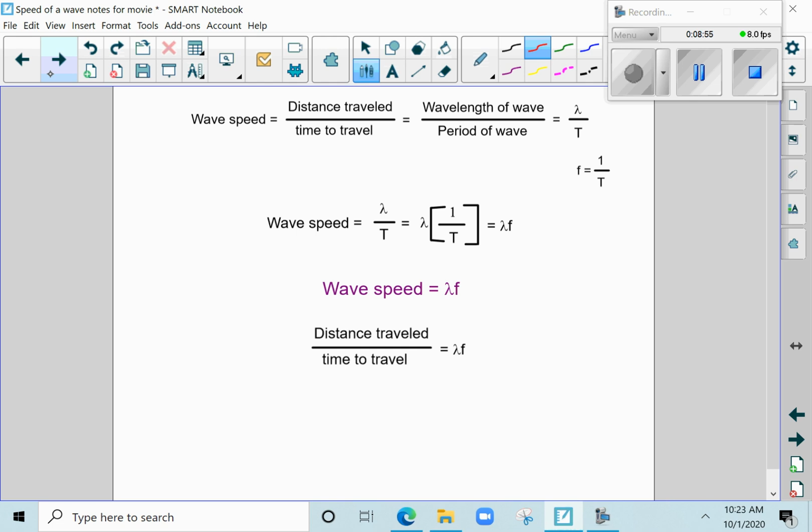But 1 over period is also frequency, and it's much more convenient to deal with frequency than periods in most cases. So we can rewrite the speed of a wave by replacing divide by period with multiply by frequency. So the speed of a wave is often calculated by wavelength times frequency. This is actually a base equation. We will not need to have it memorized. It will be given, but it only works for waves. And even though it doesn't look it, it truly is distance over time, because that is the definition of speed.